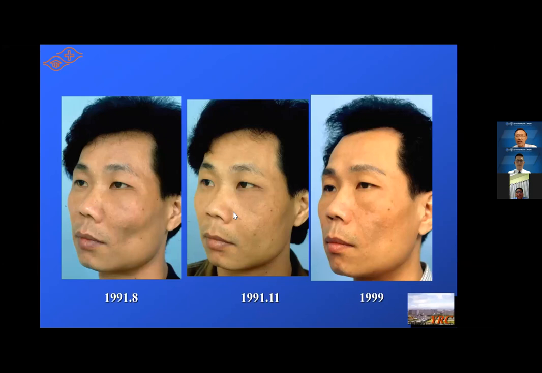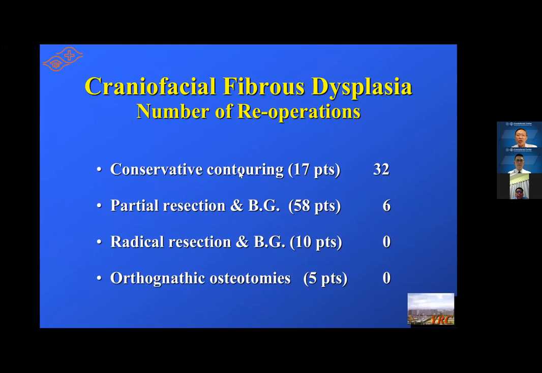About reoperation, if we are doing only contouring, then it's possible that you do recontouring again and again. You can see that in 17 patients, I did conservative contouring. I did 32 operations for recontouring because it keeps coming back and we do some shaving. But if you do a radical resection, as you see here in the 10 cases, there's no more recontouring. With the partial ones, yes, there's a non-resected area, and you will do some recontouring if possible. So for most patients, if it involves a small area, you can possibly do radical excision and bone graft. If there's an extensive wide area, then you should prepare for reoperation or recontouring if necessary.